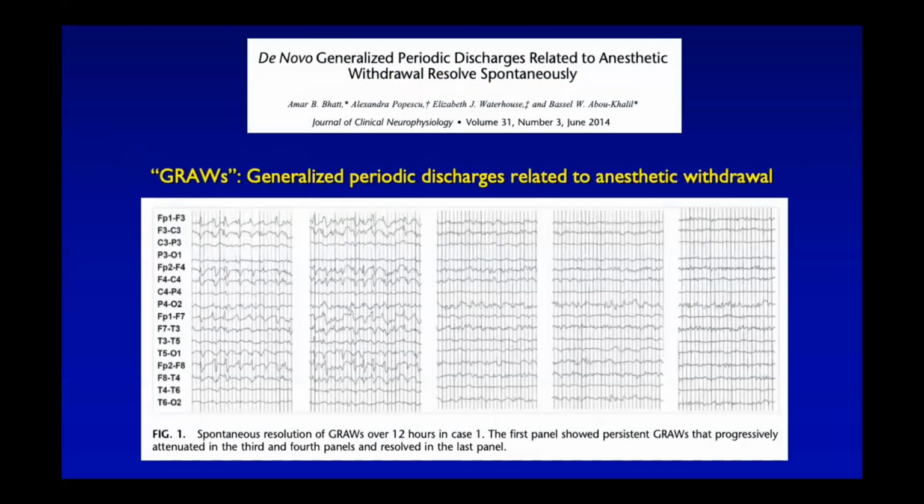One phenomenon that's very important to be aware of is generalized periodic discharges related to anesthetic withdrawal. This is the appearance of generalized periodic discharges during anesthetic withdrawal, typically barbiturate withdrawal. And this can mimic the appearance of seizures, and if not recognized, may lead to re-escalation of therapy when in fact persistence of weaning, as illustrated in this diagram of serial EEGs in a patient, can lead to progressive resolution of these generalized periodic discharges.